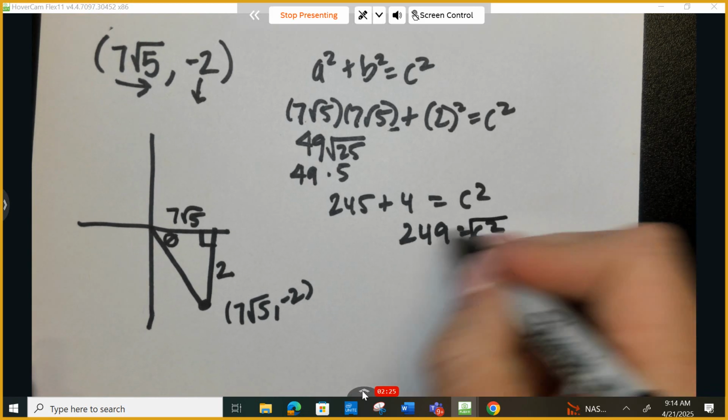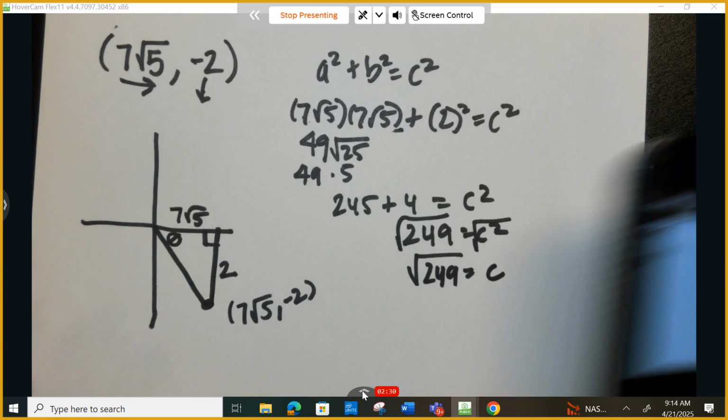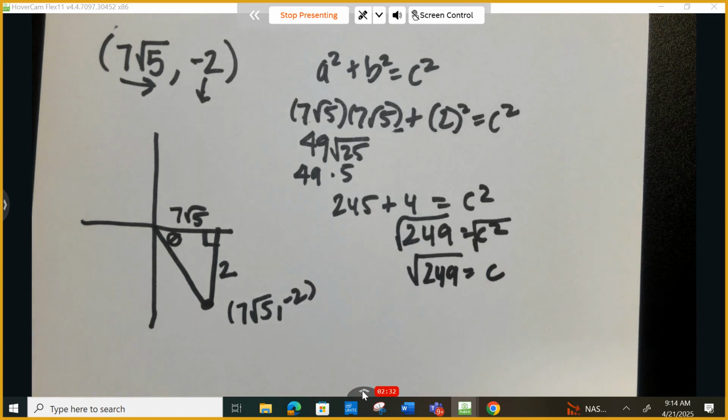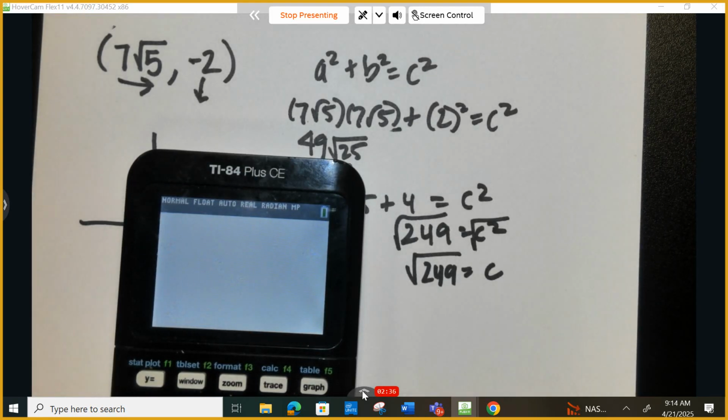Now we need to take the square root of that, and here's the part that's long and tedious, but it's not necessarily difficult. Before I can write the square root of 249, before I have the hypotenuse, I have to ask at this level of math, can I break it down any further?